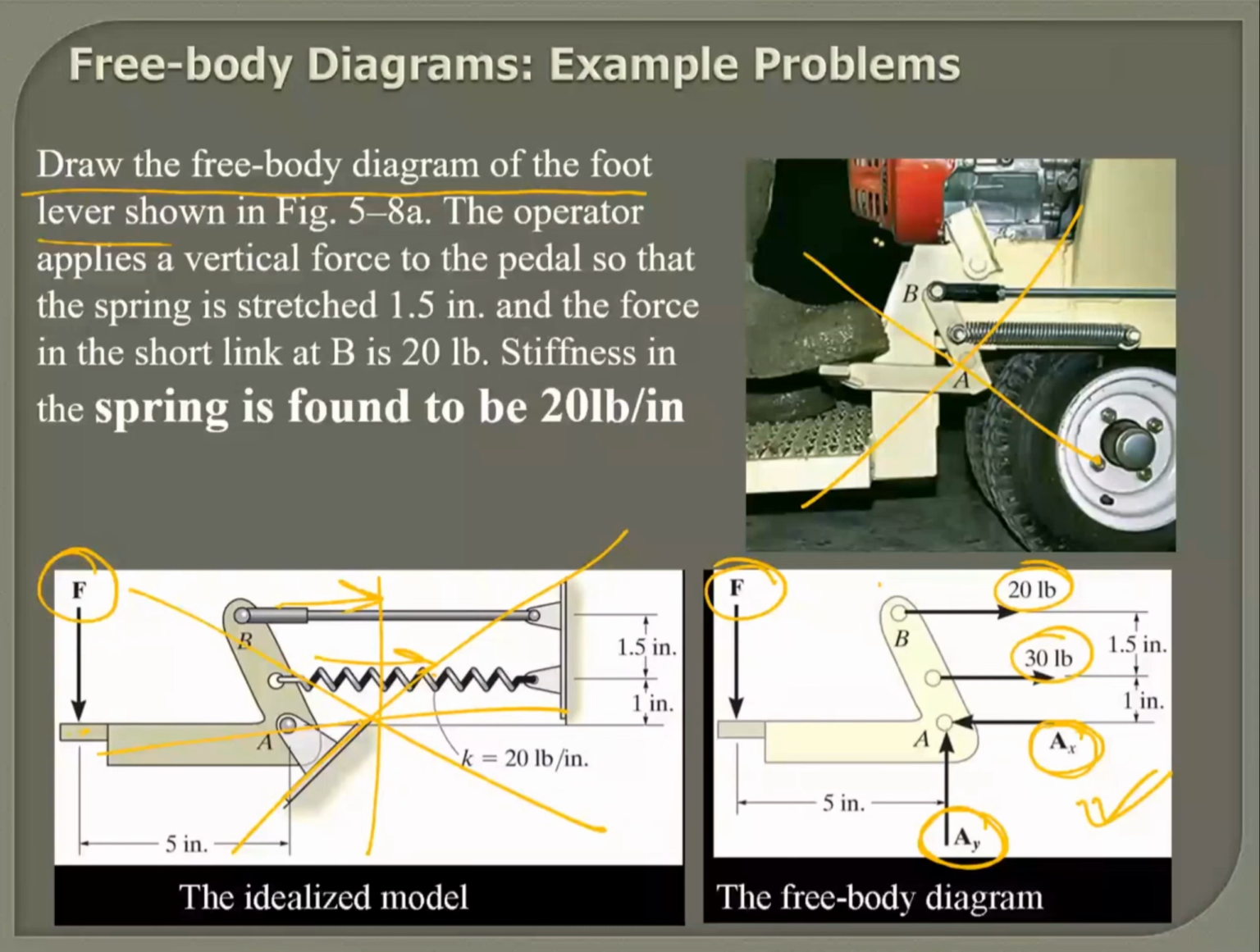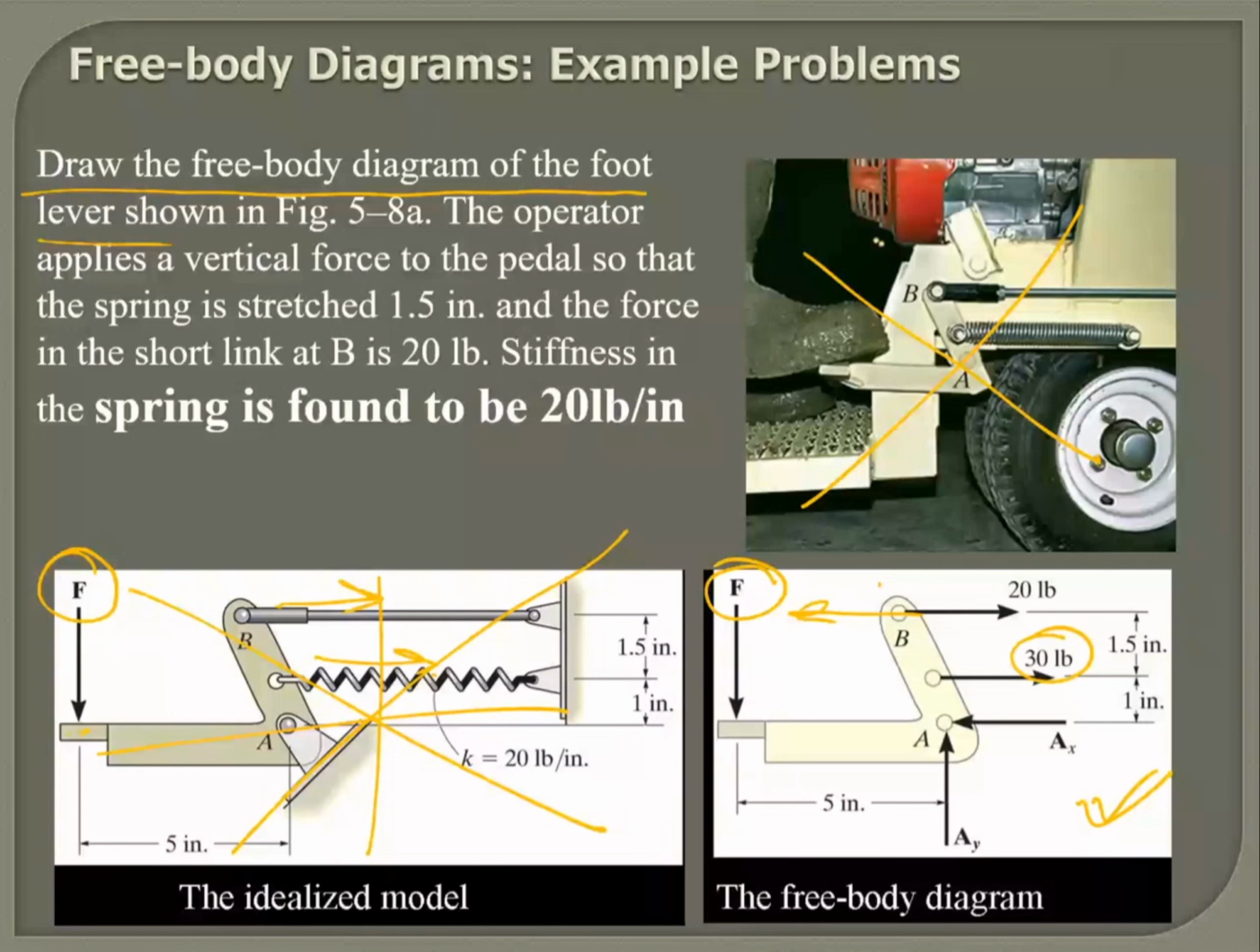So drawing the free body diagram is very important. Can the forces at point B have different directions? Yes, you can. Can the directions of forces at AX and AY be of opposite direction as well? Yes, yes. You can have your AY here, AX here.